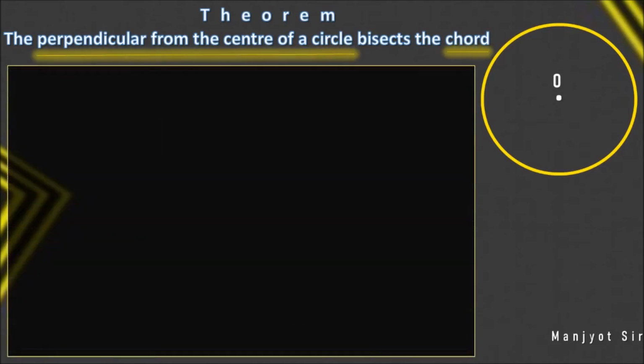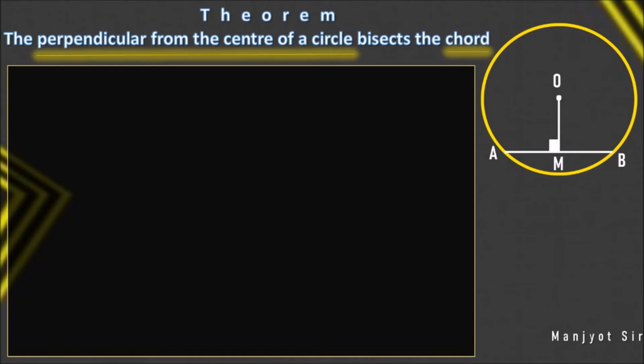Now, if you observe, it says perpendicular drawn from the center of the circle bisects the chord. That means we should have a perpendicular from the center which is bisecting a chord. So first we should have a chord. So let's draw one chord over here. Let's name it AB, and it says perpendicular drawn from the center. That means we should have one perpendicular on this chord which is drawn from the center. So we have one perpendicular OM which is drawn on chord AB, right?